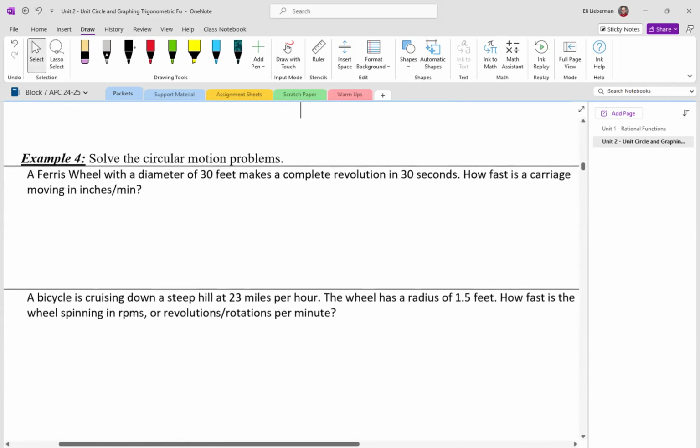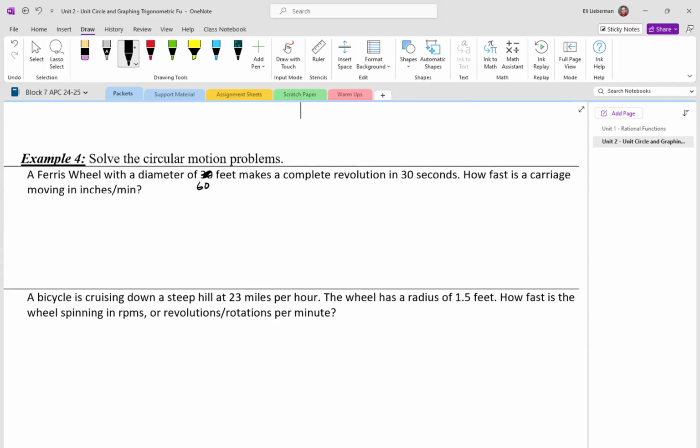A Ferris wheel with a diameter of 30 feet makes a complete revolution in 30 seconds. I don't like that it's the same. Let's make this a bigger Ferris wheel. How big should we make it? 60, yeah. Right, it's no good to have the same number. It's hard to follow it then. Sorry for those of you who went ahead. How fast is a carriage moving in inches per minute?